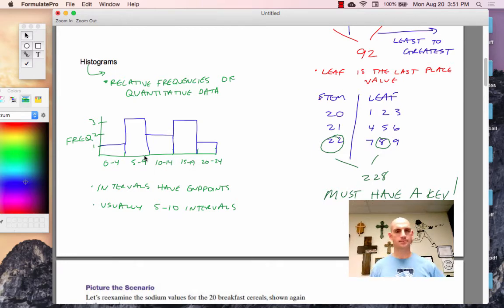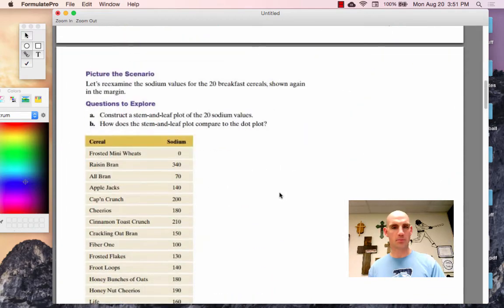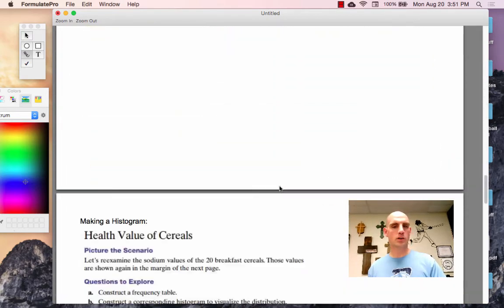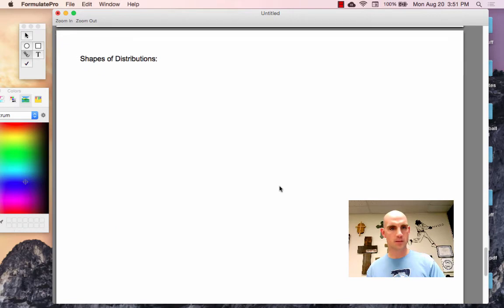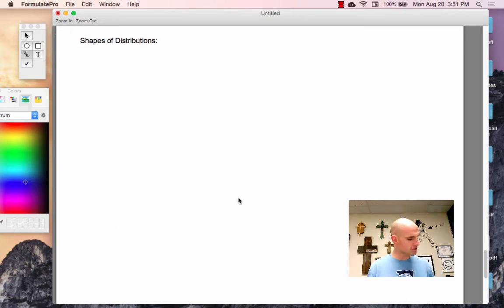All right. I'm going to skip over our example problems for right now, and we're going to go down to the shapes of distributions. So scroll through your notes to shapes of distributions, then we're going to go back and look at a couple of examples. But when I'm talking about shapes of distributions, I can have two different things. I can have a unimodal or a bimodal.